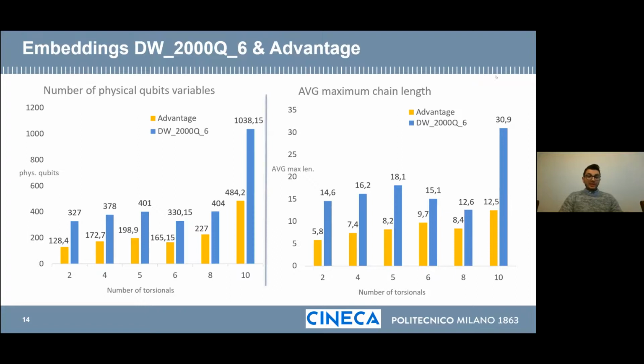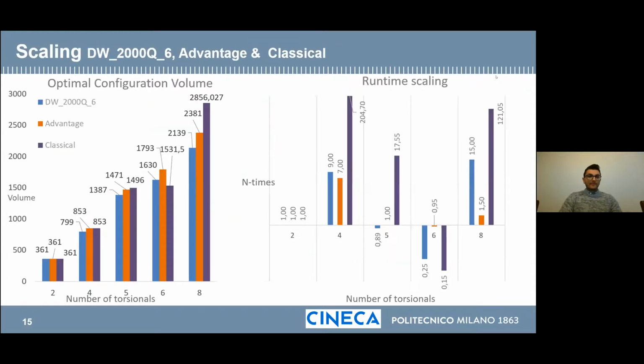We can expect better solutions in terms of quality with Advantage, since the average maximal chain embedded can be less than half in Advantage compared to 2000Q. Okay, here we have some results.